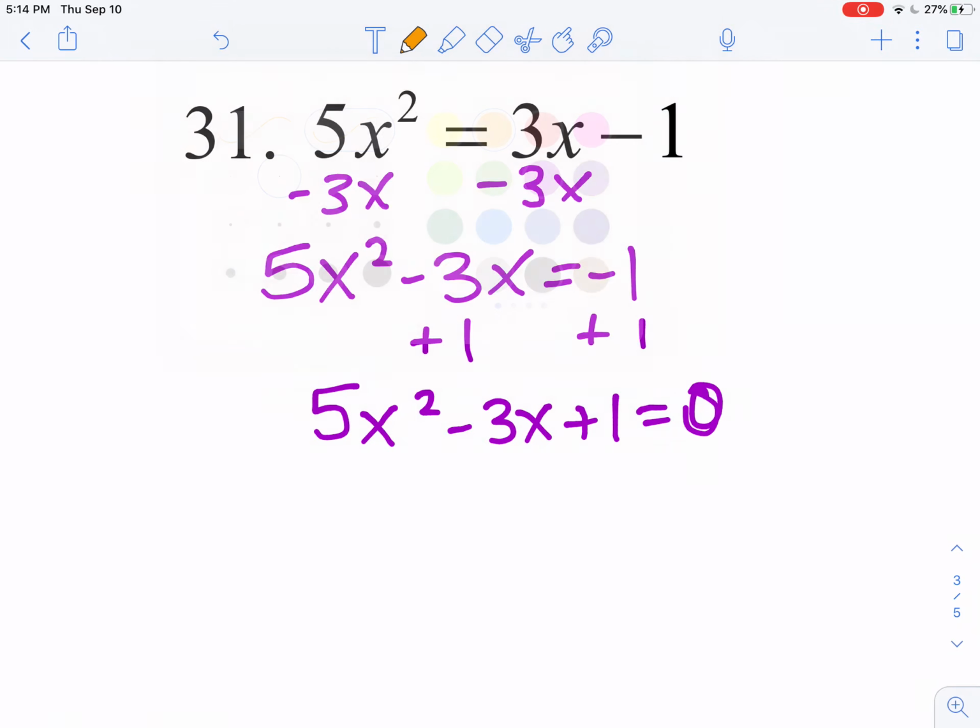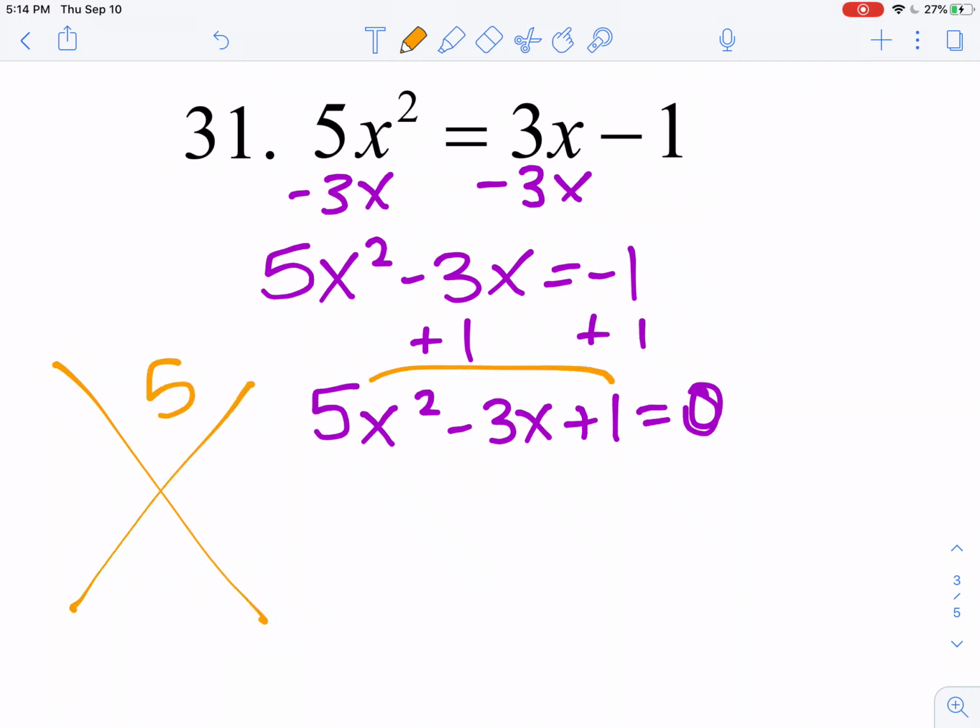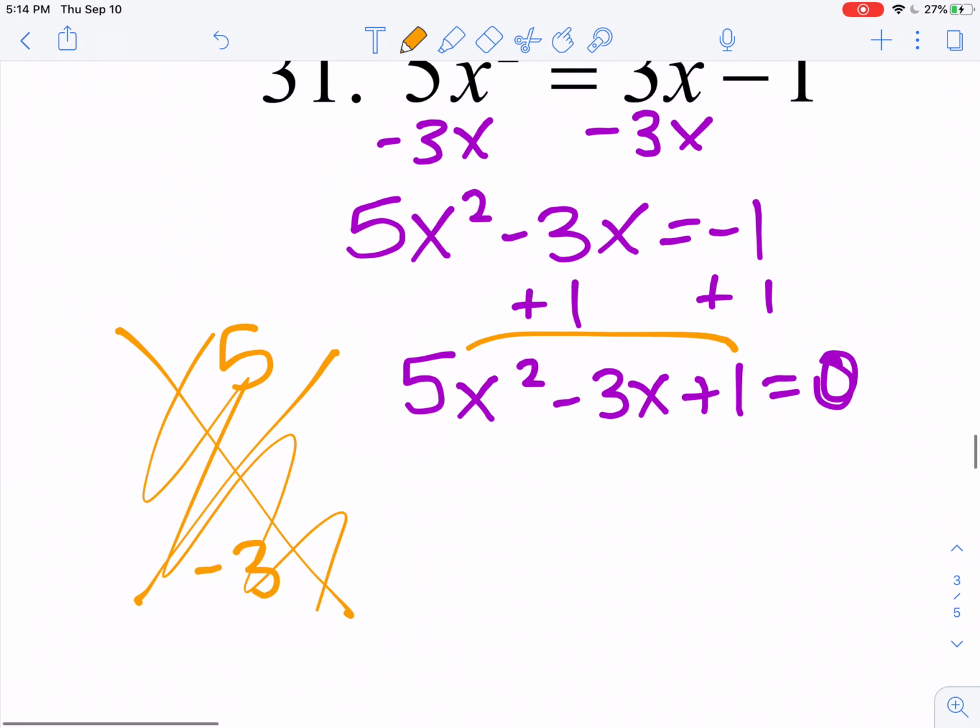All right, now I'm going to try to factor. If I set up big X, we would do 1 times 5 on top, and then negative 3 on the bottom. Are there 2 numbers that multiply to 5 and add to negative 3? Nope, there aren't. So that's not going to work. We have to use the quadratic formula.